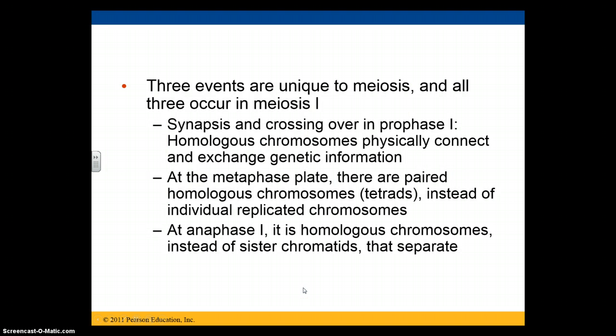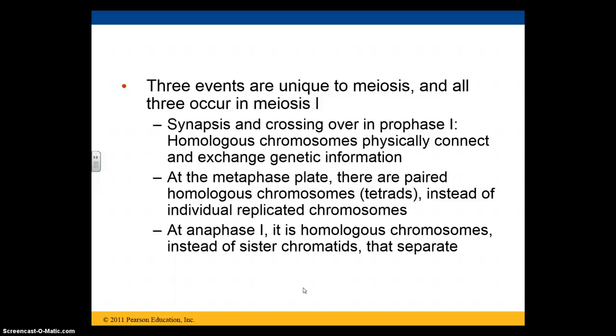There are 3 events that are unique to meiosis, and they all occur during meiosis 1, which is the first division. So the first event would be the synapsis and crossing over in prophase 1, and that is when the homologous chromosomes physically connect and exchange their genetic information. So synapsis is when they physically touch each other, if that makes sense.